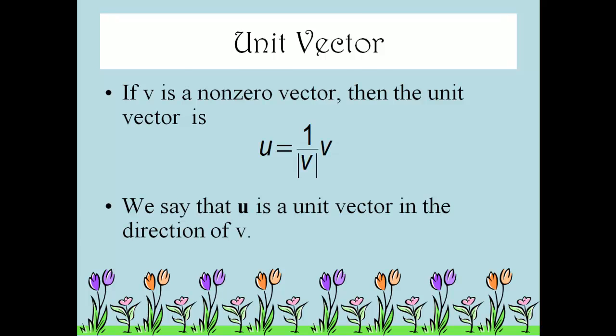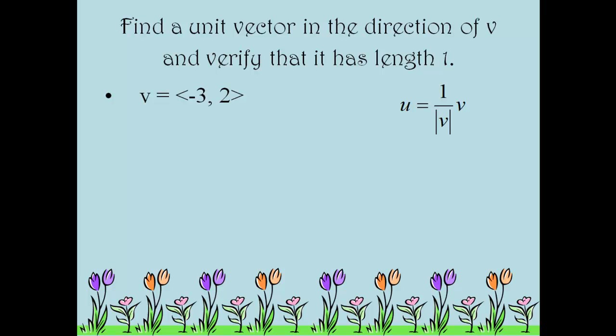Let's look at an example. Let's say we want to find the unit vector in the direction of a vector v, and then we want to verify to make sure that it definitely has a length of 1, which a unit vector should. So our vector v in component form is <-3, 2>. Well, we know that in order to find our unit vector, we need to find the magnitude of our vector. So we talked about how to do that last time. So the magnitude of our vector is just going to be the square root of the quantity of the two components squared. So we've got the square root of 13.